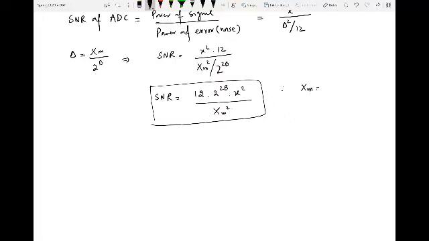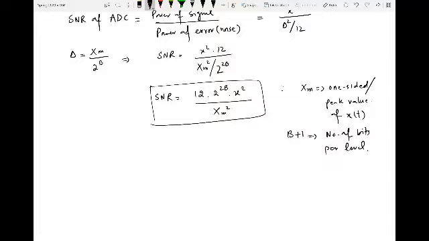where xm is basically the one-sided or peak value of x of t, and B is, sorry, B plus 1, because as per our model, B plus 1 is the number of bits per level.